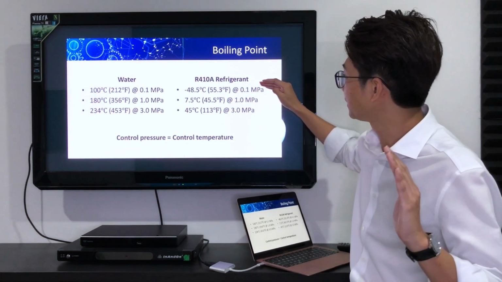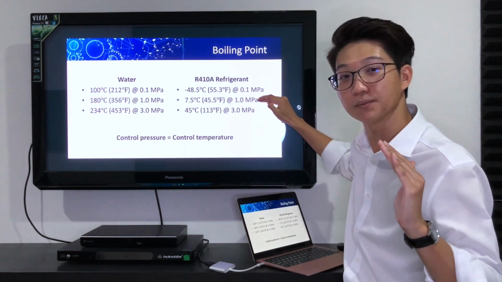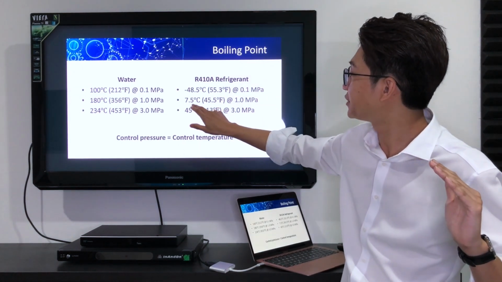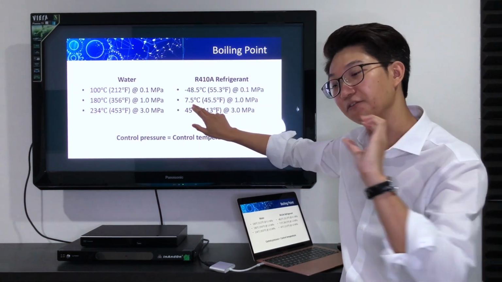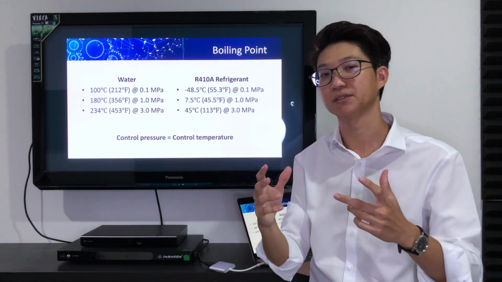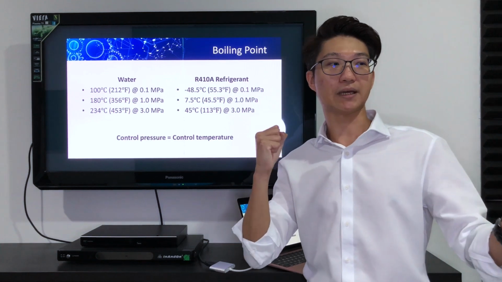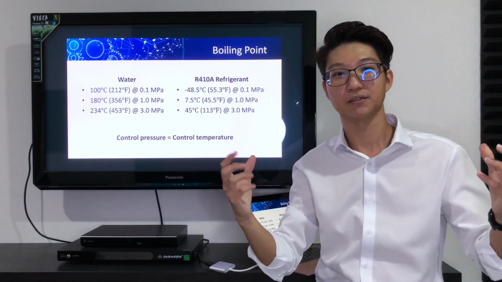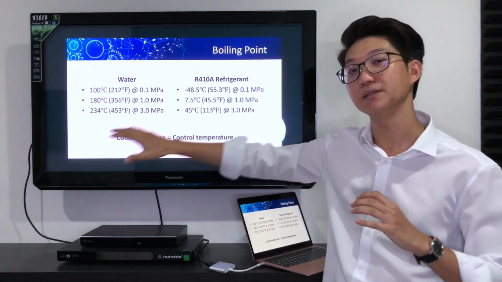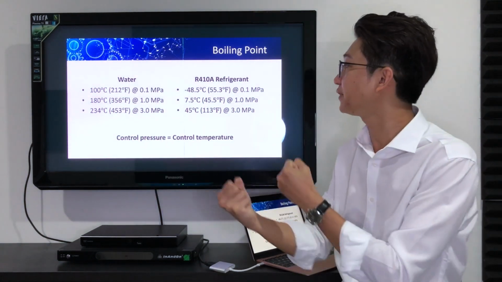Refrigerant is different. If we increase the pressure to 10 times atmospheric pressure, the refrigerant's boiling point, that means the phase change temperature, is somewhere around 7.5 degrees Celsius. Now we are talking about something practical and useful. For example, you put this refrigerant inside a room at 7.5 degrees Celsius.